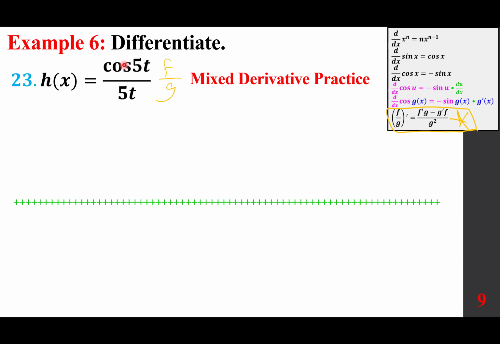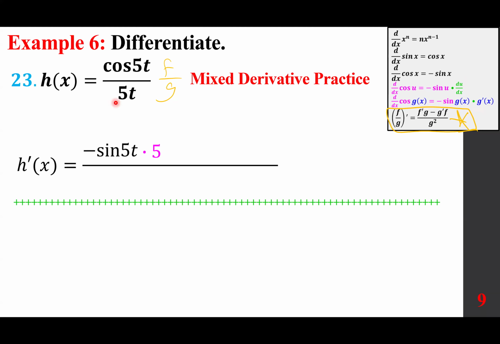So f prime. You're dealing with cosine. The derivative is a negative sine. And of course, you need the same argument, whatever this one is, by the chain rule, times the derivative of the argument, which is 5. And again, you can think of this: the derivative of cosine of u is minus sine u du dx. The derivative of cosine of g of x is minus sine g of x times g prime of x.